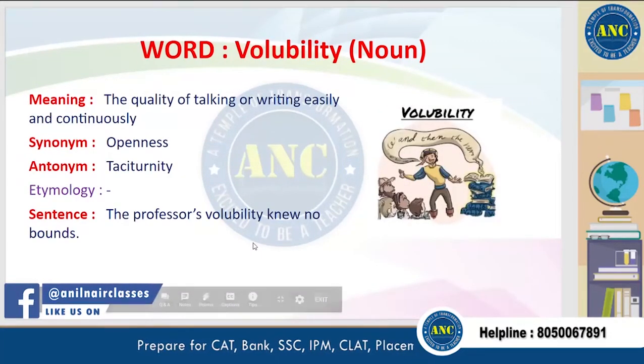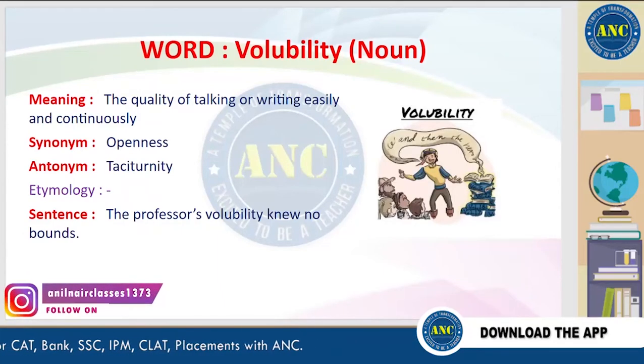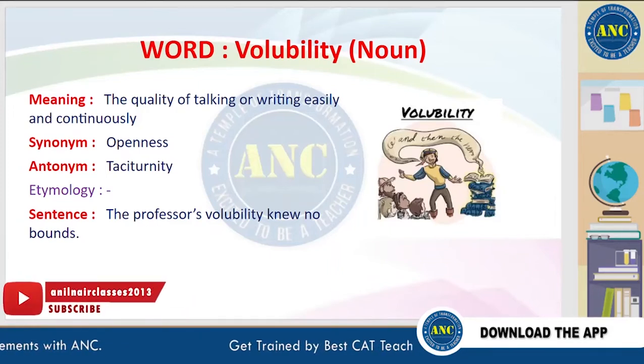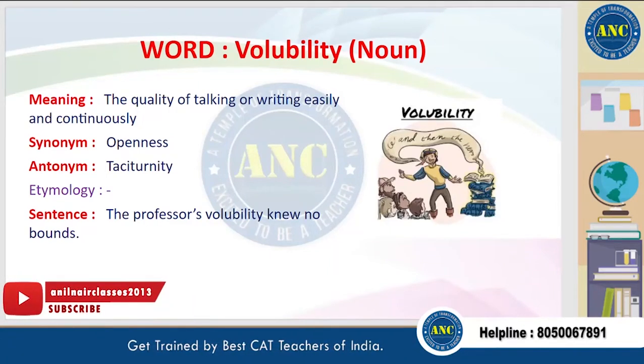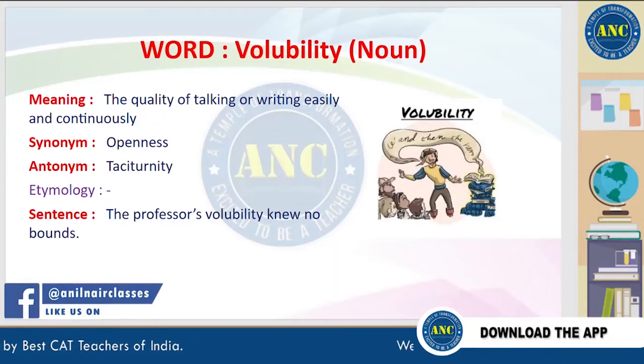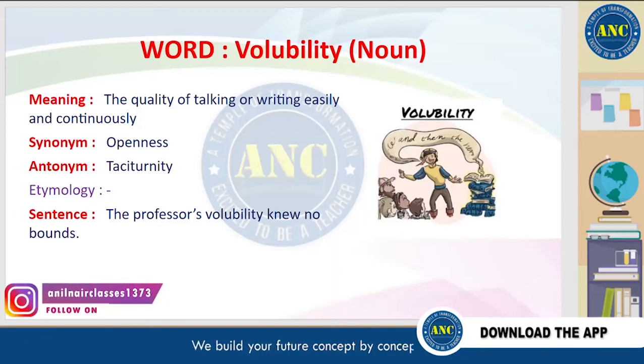Volubility. Volubility means the quality of talking or writing easily and continuously. A synonym for this word is openness, and an antonym is taciturnity. A sentence for this word is, the professor's volubility knew no bounds. For example, I exhibit volubility when I'm talking about my favorite books.